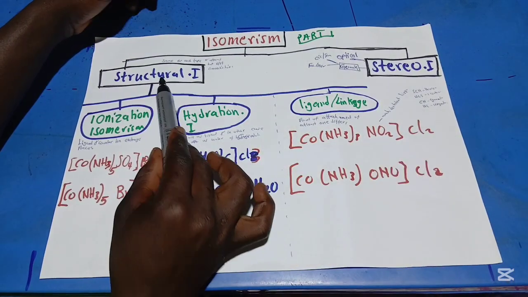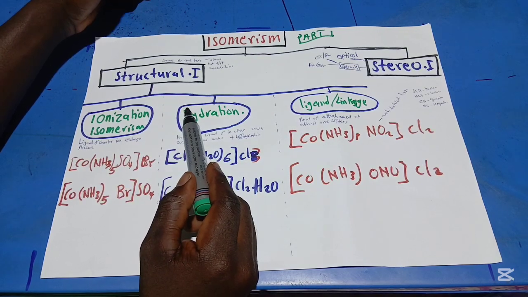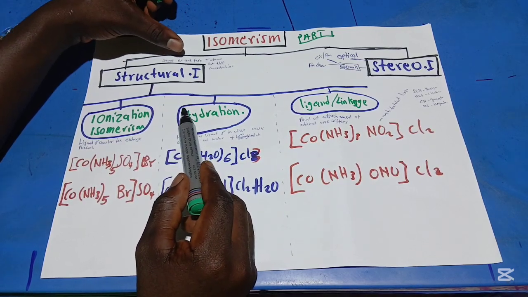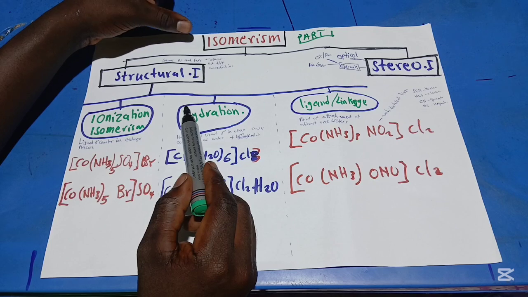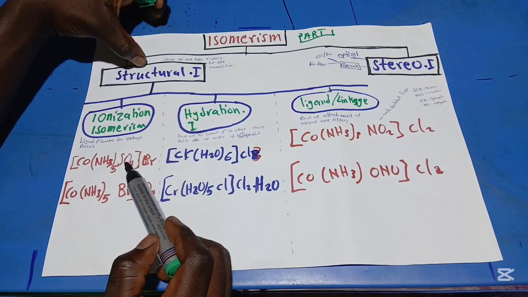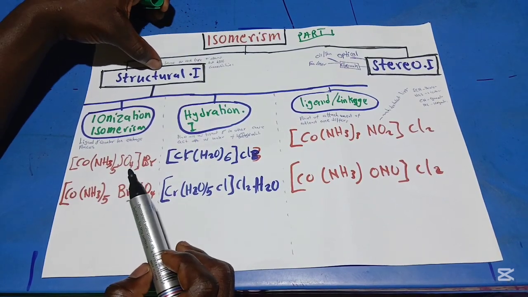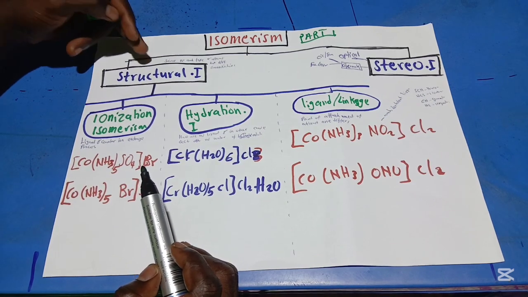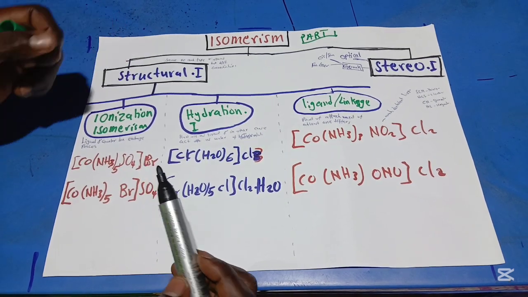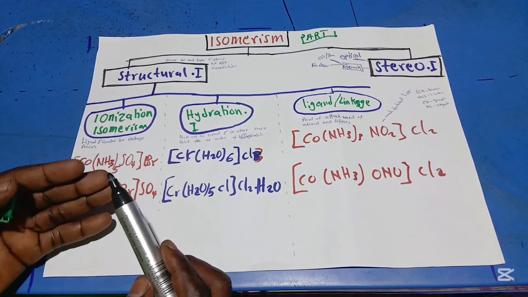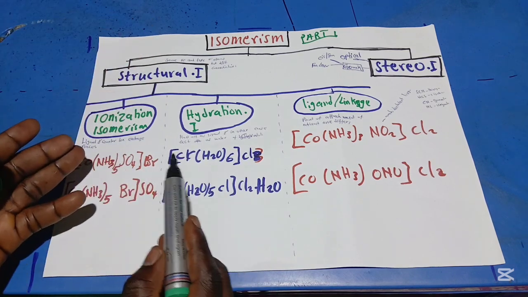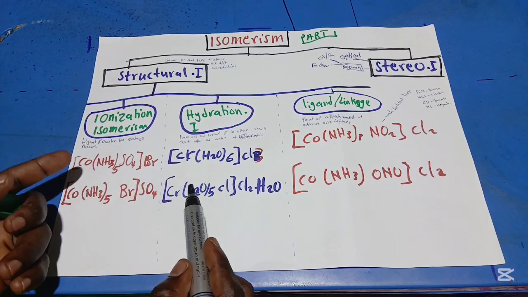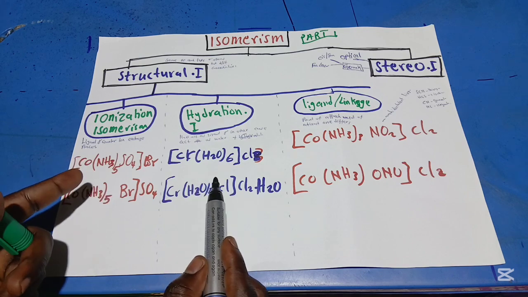For structural isomerism, we know that the complex has the same number and type of atoms, but different connectivities. That means if we are looking at structural isomerisms, we are looking at how the ligands and the metal atoms are connected to each other.